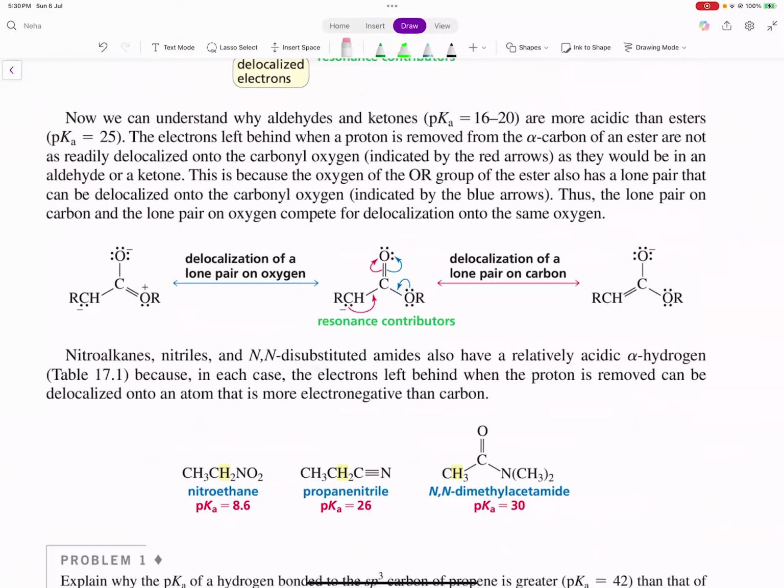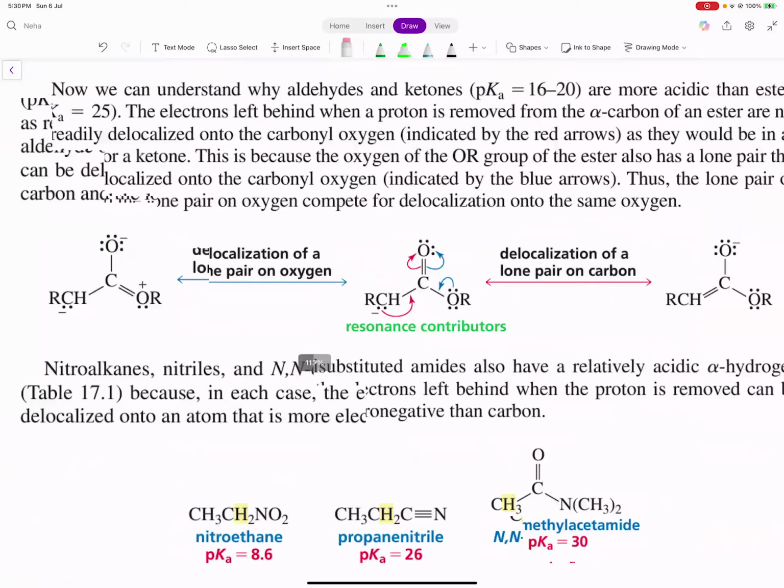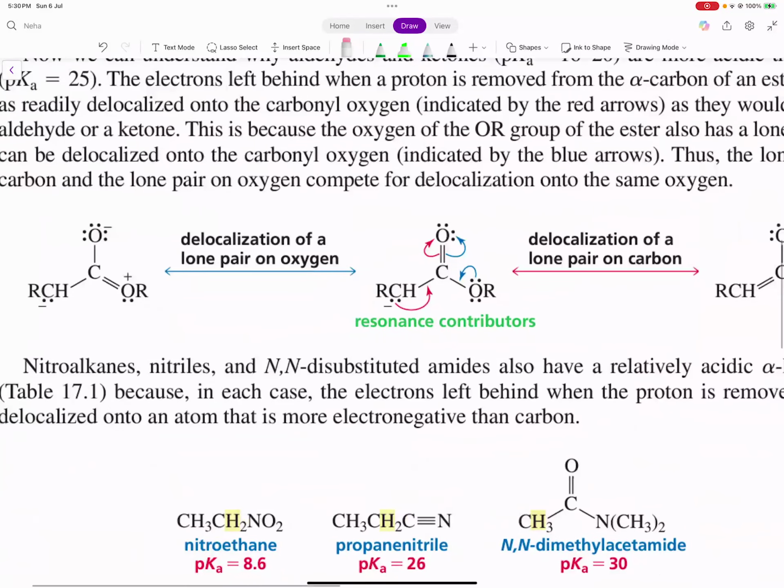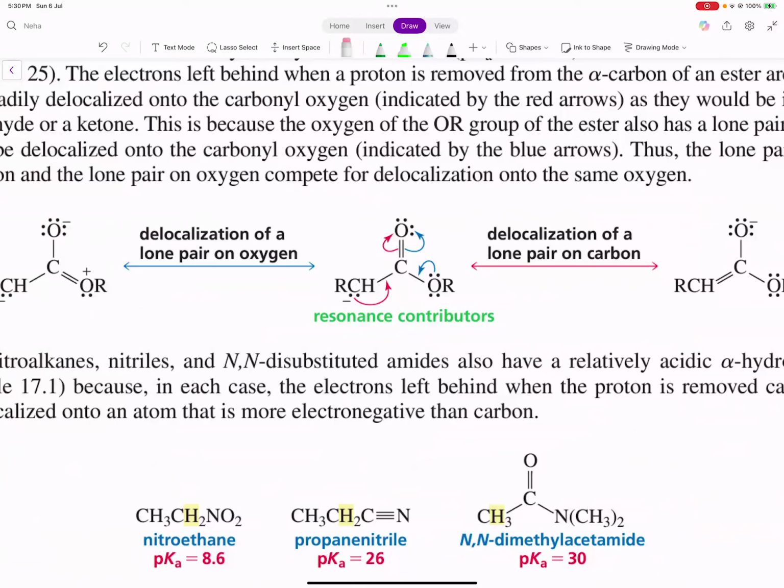So again for the ester, this is the situation. Now the ester is less acidic, why? Because the oxygen lone pair is also delocalizing. So the carbon gets less time to delocalize. It is not completely free for it to delocalize because the lone pairs of oxygen are also delocalizing, so they have to wait for their turn to delocalize and get stable.